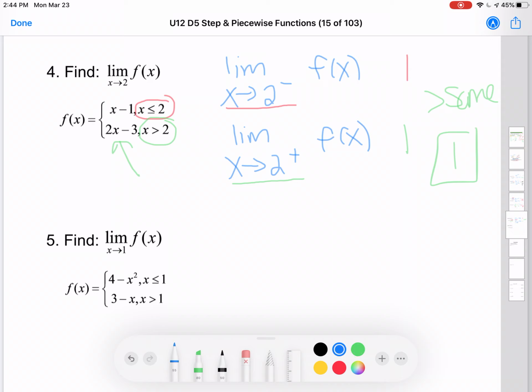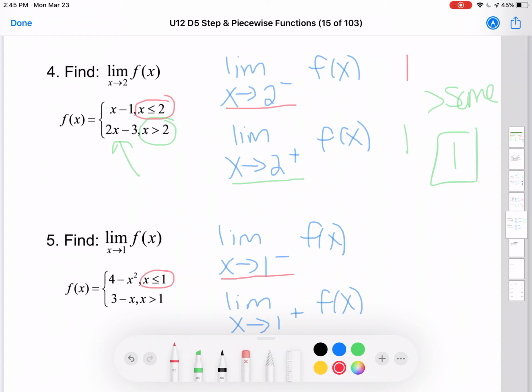Okay, same thing. You can try this next guy if you didn't already. So pause it if you want, or set it up and then pause it. The limit as x approaches 1 from the left, and the limit as x approaches 1 from the right. Okay, so which domain does this fall in? X approaches 1 from the left, so a little bit smaller than 1.